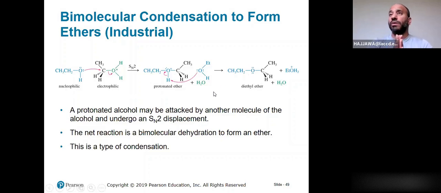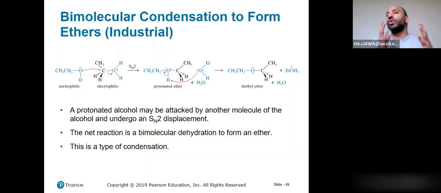So it's an SN2. It's called bimolecular condensation to form ethers, and you can see here it's an industrial pathway. If I'm interested to make an ether, I wouldn't go grab an alcohol and throw in H plus and heat. Why?